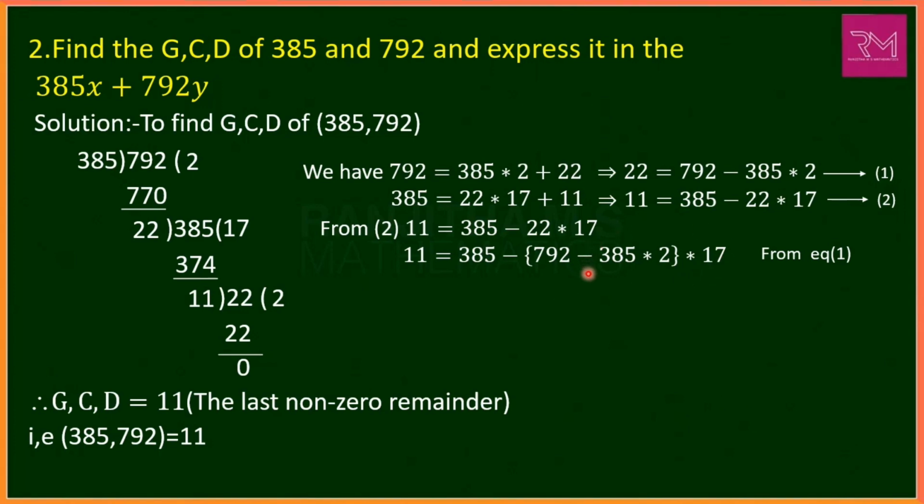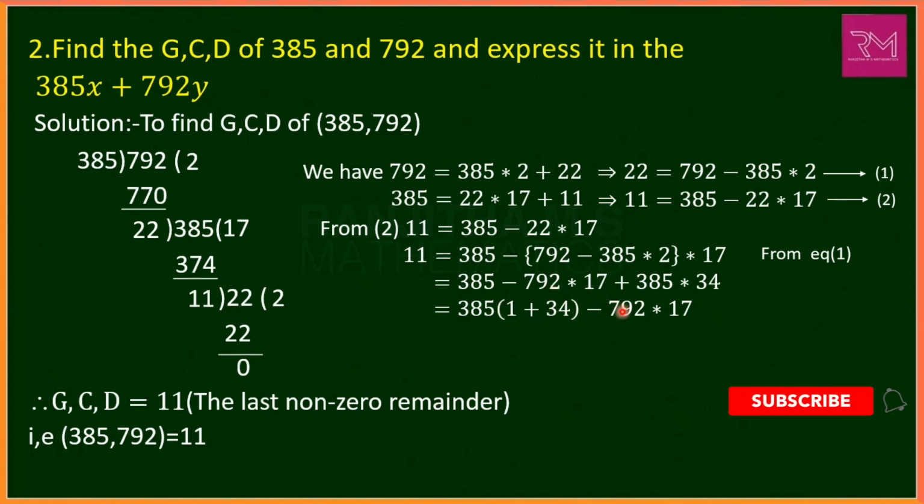Next, multiply 17 inside the bracket, and we get 385 minus 792 into 17 plus 385 into 2 into 17, where 2 into 17 is 34. We have 385 into 1 and 385 into 34, so we can take 385 as common. We get 385 into 1 plus 34, minus 792 into 17. Therefore 385 into 35, and taking the minus inside, plus 792 into minus 17. So 11 equals 385 into 35 plus 792 into minus 17.